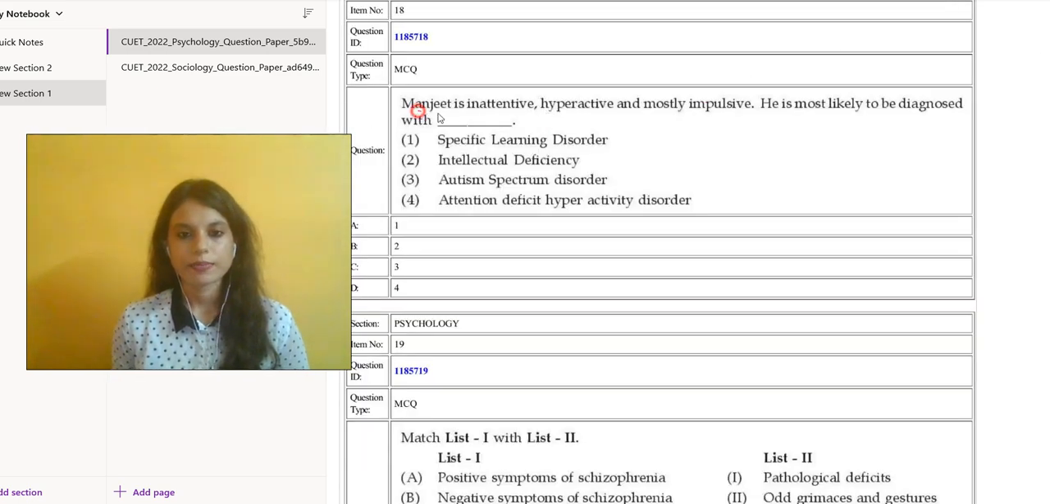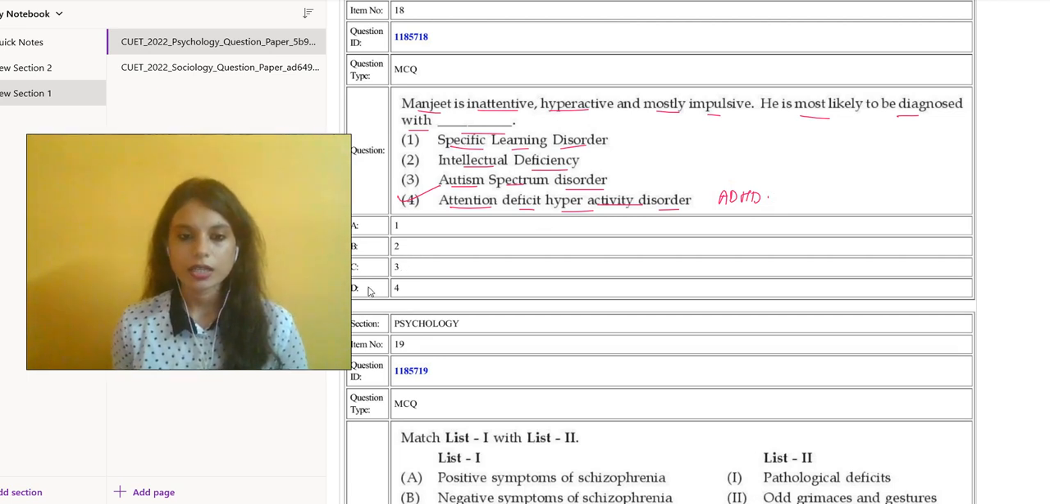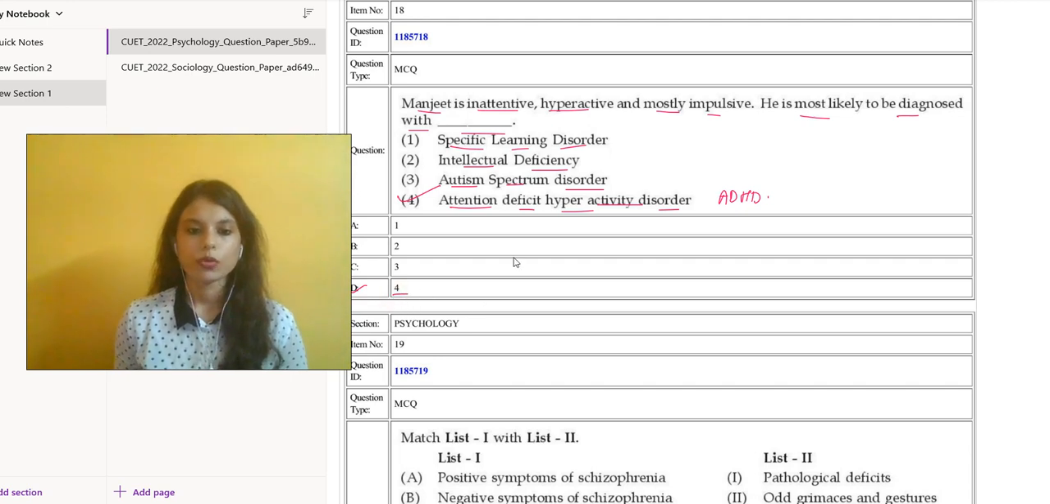The next question says, Manjeet is inattentive, hyperactive, and mostly impulsive. He is most likely to be diagnosed with dash. Here the options include specific learning disorder, intellectual deficiency, autism spectrum disorder, attention deficit hyperactivity disorder. Now, among all these things, the correct option would be attention deficit hyperactivity disorder, that is ADHD. Mostly the short form is quite popular, that is why I wrote this. So over here, the correct answer would be option D, that is number 4. Moving over to the next question.